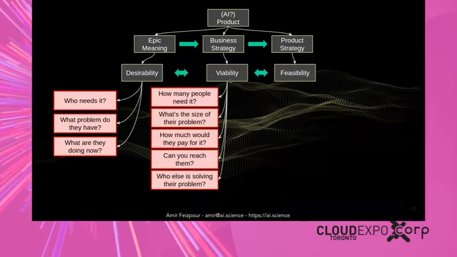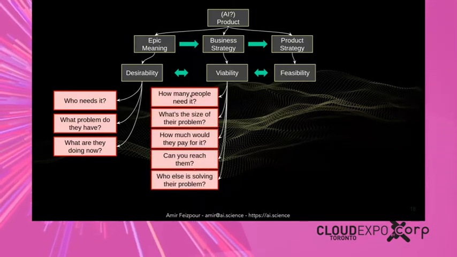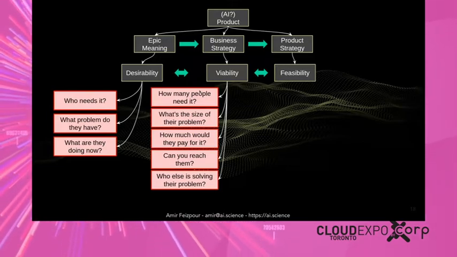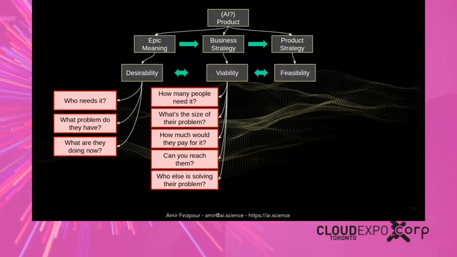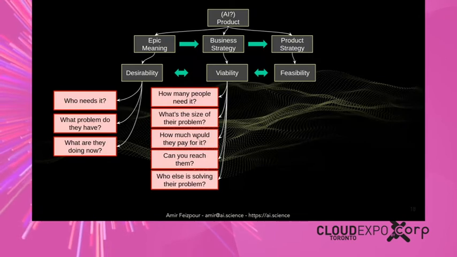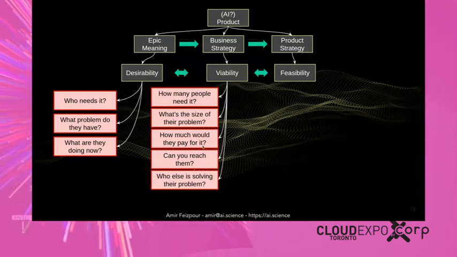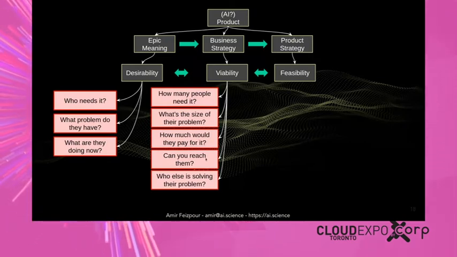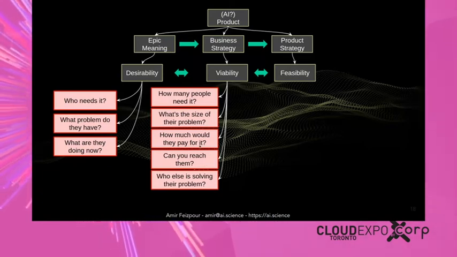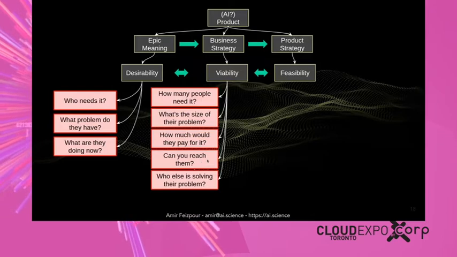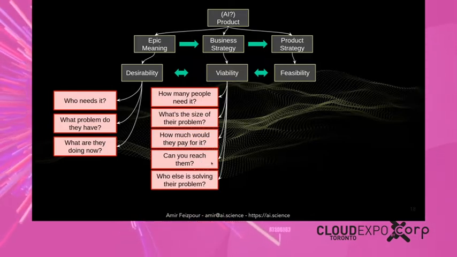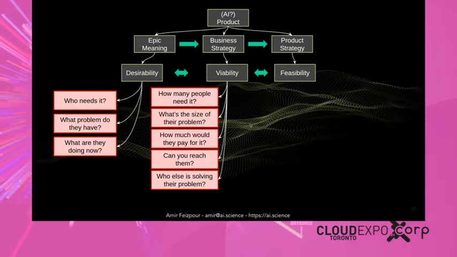In terms of viability, you want to know, how many people are there that have this problem? How big and major is that problem? Is it a nice-to-solve thing, or is it really important for them to be solved? How much would they pay for it? How much are they paying for it right now? Can you reach them? Like you might find a bunch of people that really need this problem solved, but you have no way of reaching them, so they're useless to you. Who else is solving this problem for them? So essentially, who's your competition?